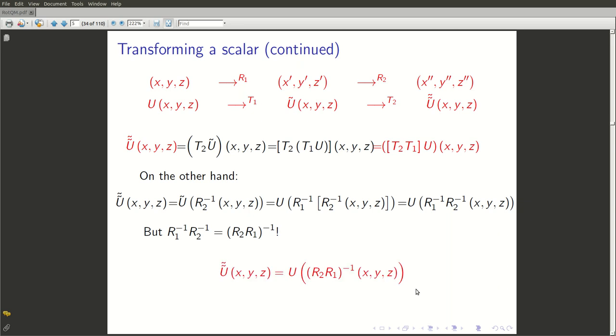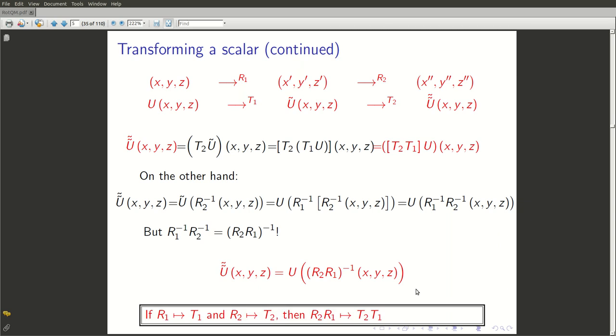And this means that u double tilde, T2 T1 u acting on xyz, is u at the inverse of R2 R1 acting on xyz, which is exactly the transformation you would have got corresponding to R2 R1. So the upshot of all this is, if R1, a transformation in the coordinate space, corresponds to T1, a transformation in the function space, and R2 corresponds to T2, then the successive transformation or composition transformation R2 R1 in coordinate space has to correspond to the corresponding quote-unquote product T2 T1 on function space.